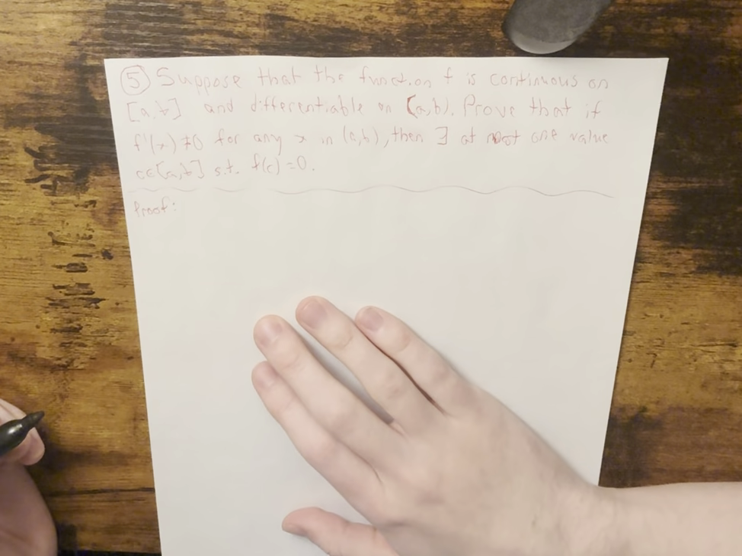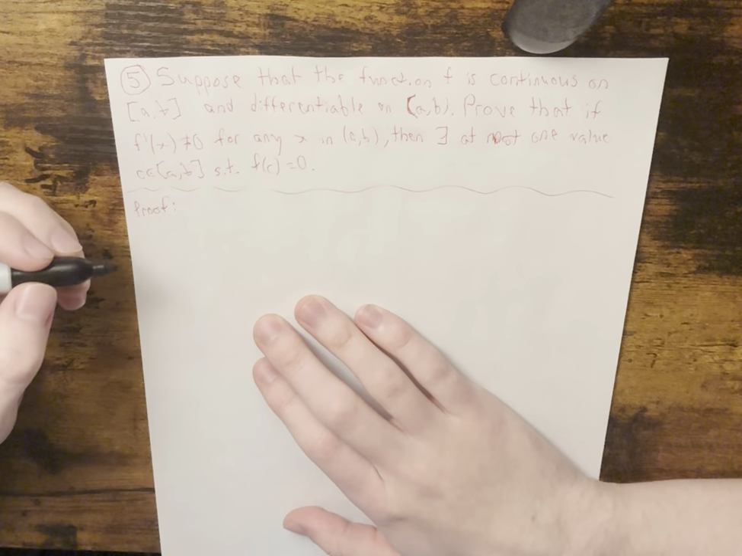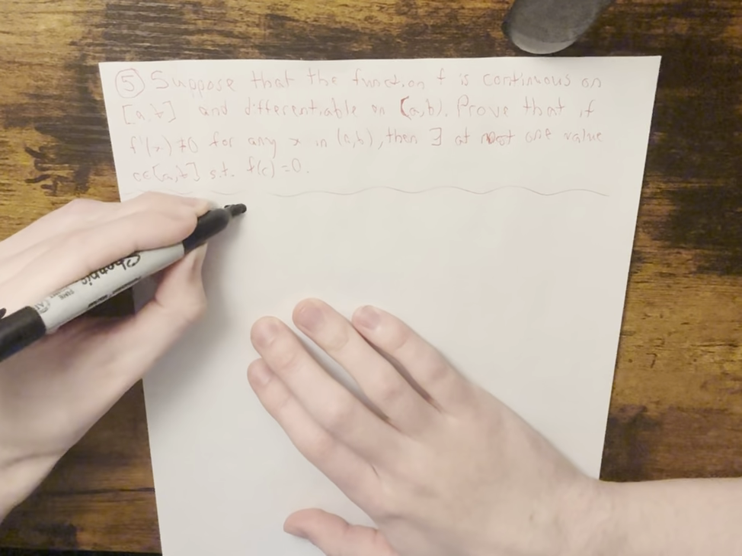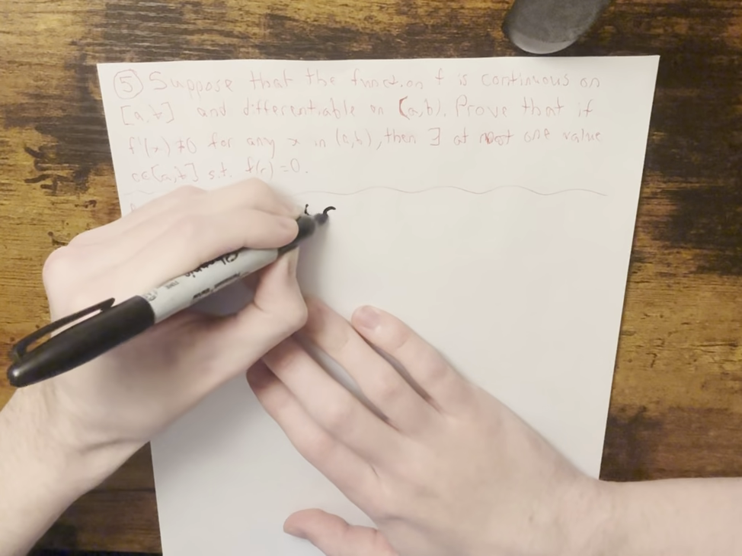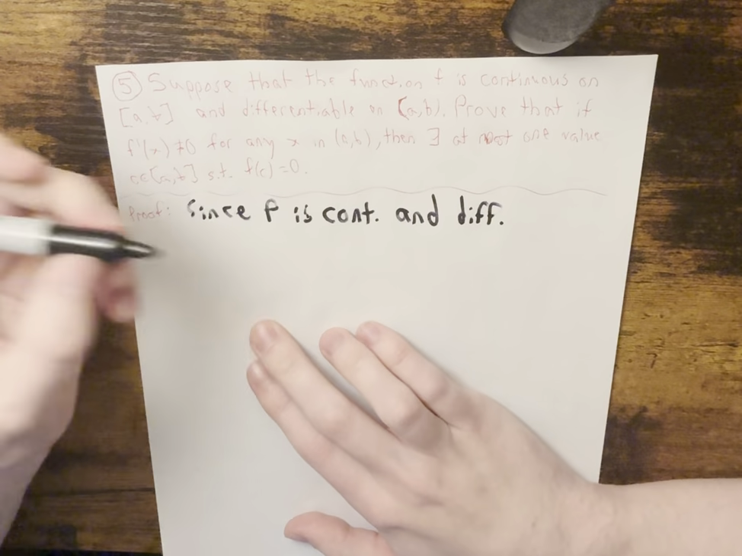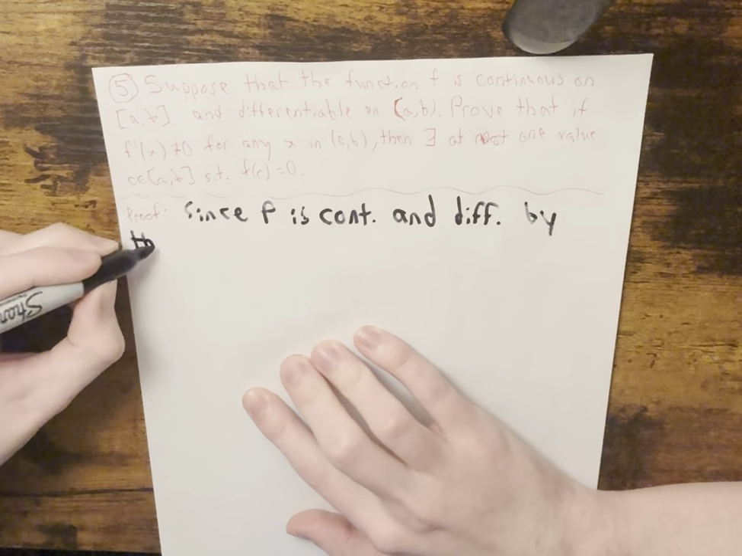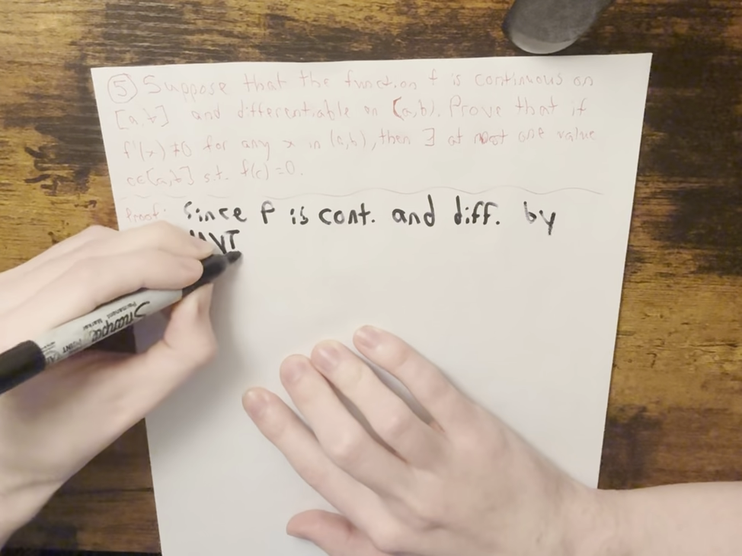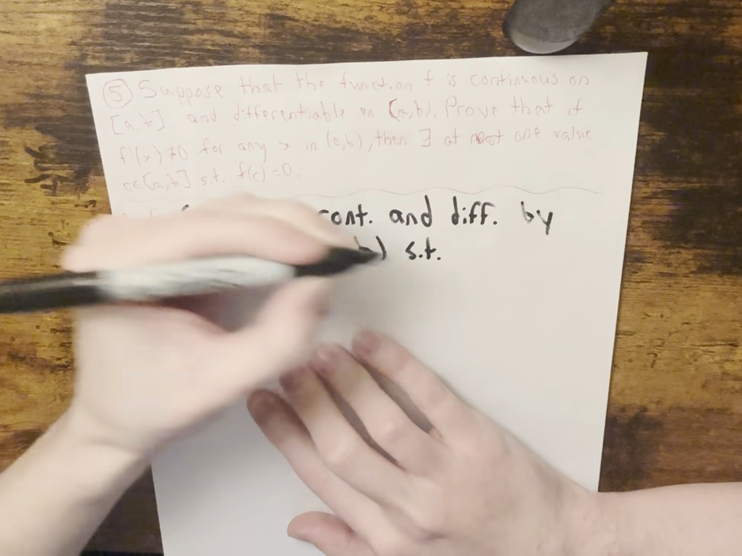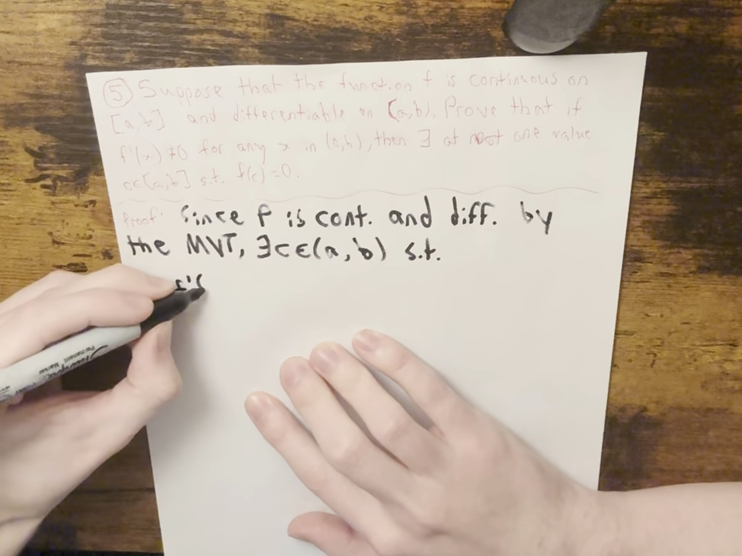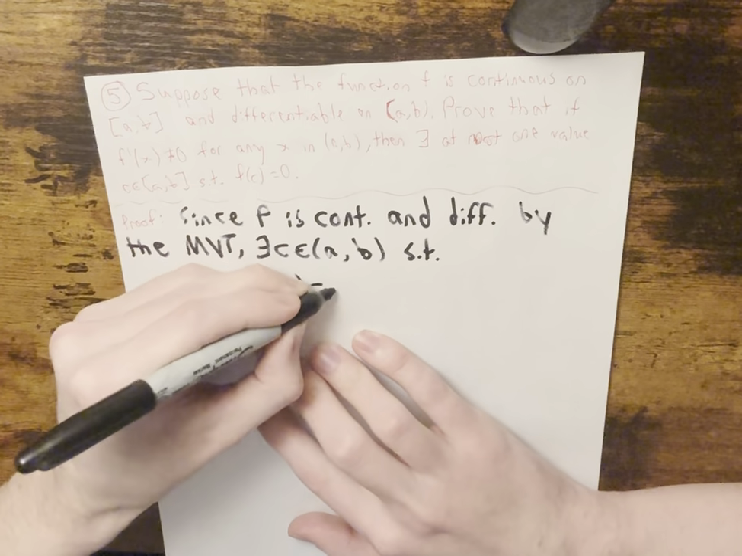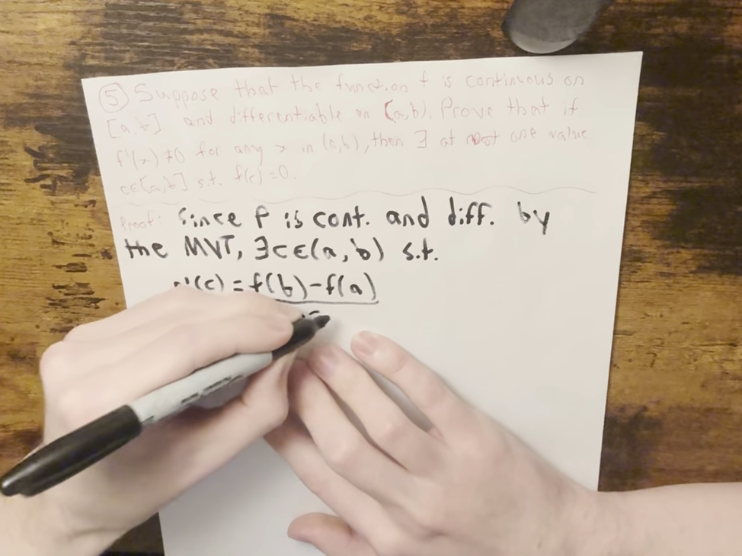Okay, so let's prove this. We're going to use the mean value theorem. So here we go. Since f is continuous and differentiable, by the mean value theorem, there exists a c between a and b such that f prime of c is equal to f of b minus f of a over b minus a.